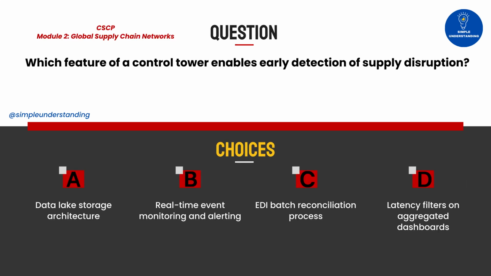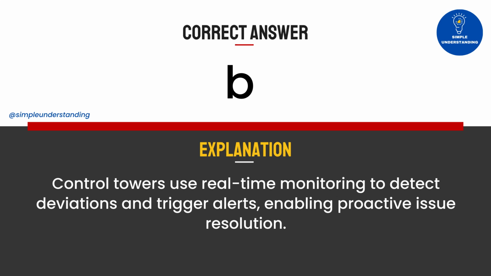7. Which feature of a control tower enables early detection of supply disruption? A. Data lake storage architecture. B. Real-time event monitoring and alerting. C. EDI batch reconciliation process. D. Latency filters on aggregated dashboards. Correct answer, B. Explanation. Control towers leverage real-time alerts to spot and act on disruptions quickly, preventing downstream issues.